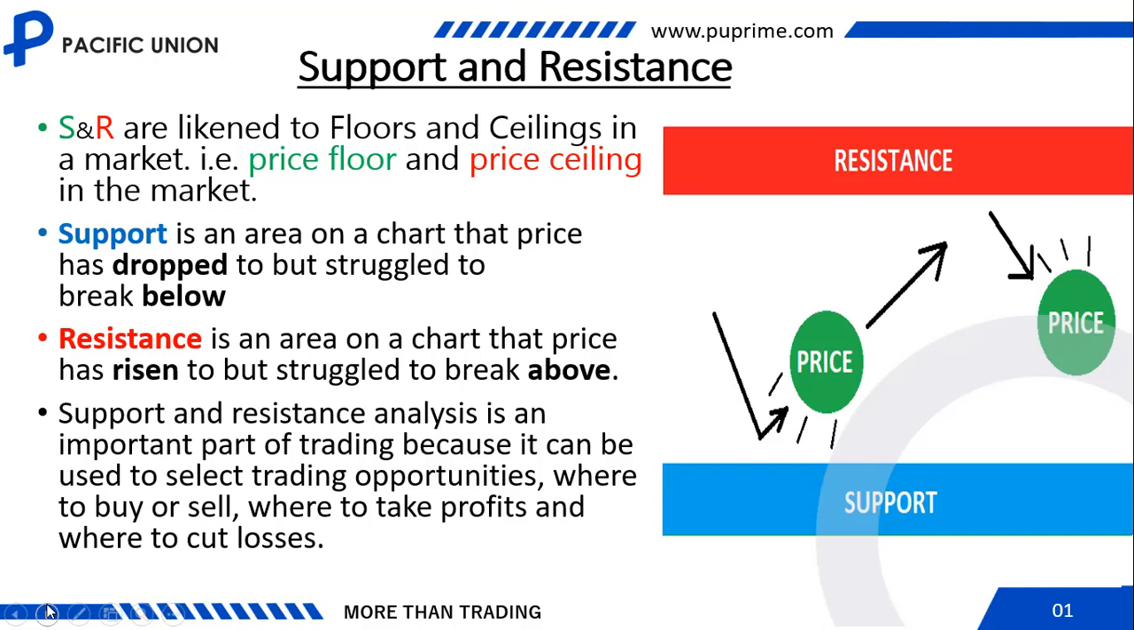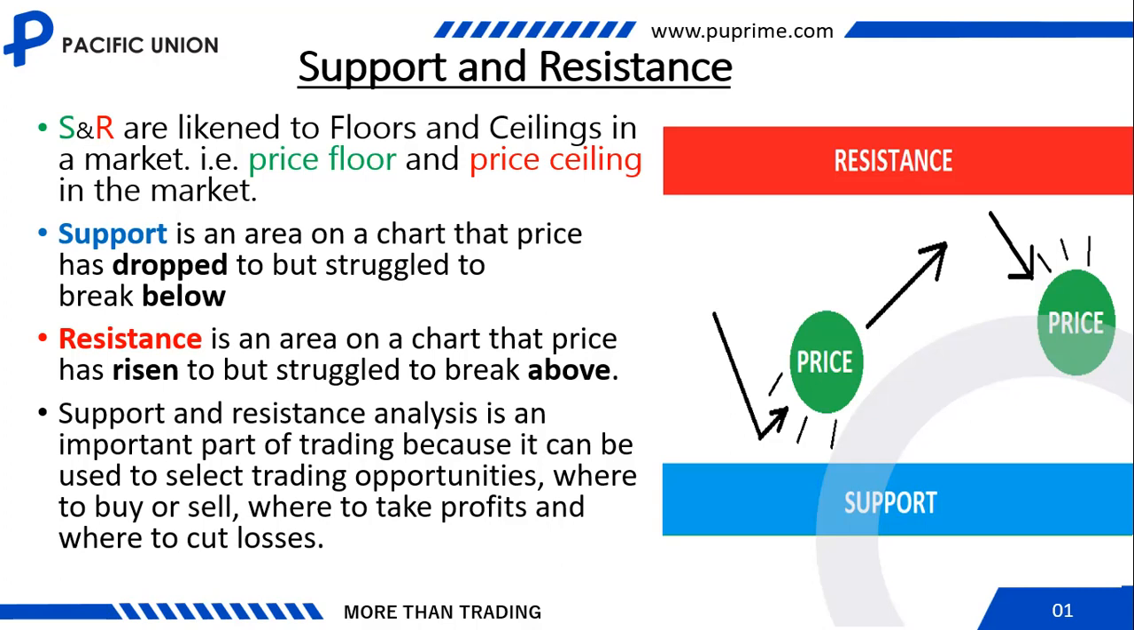So I'm sure in basic economics, you know what a price ceiling is: a limitation for the highest point at which price could get to. So basically from my diagram here, you could see this red zone, that depicts resistance, and this one depicts support. So price comes down, bounces off the support and heads back up.